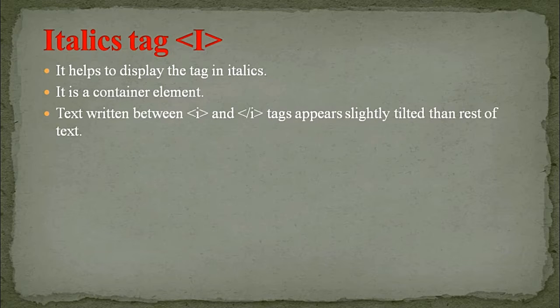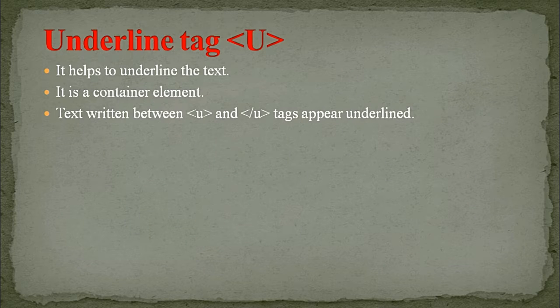The next is the italic tag, which is the I tag. The I tag would be used to make the format italic, and it is a container tag like the B tag. Whatever content we specify in between the italic tag would be a little bit tilted compared to the other text, so it would be clearly visible. The third tag is the underline tag. The underline tag is the U tag, in which we specify the content, and the content would have an underline appear on that particular text.